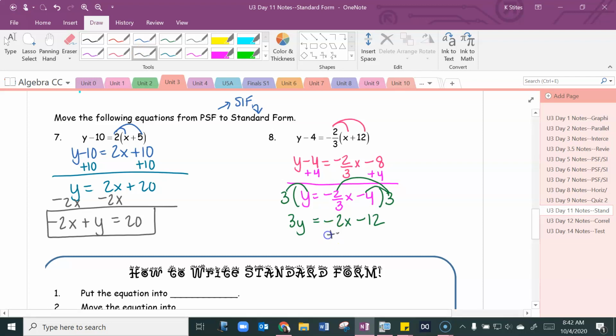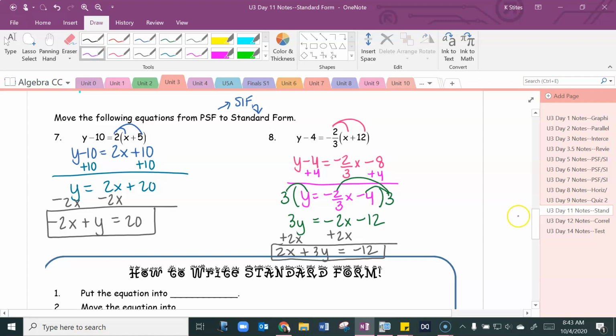Okay, final step, we want x and y together, so we're going to add our 2x over. And that's going to be a 2x plus 3y equals negative 12. And there's your standard form.